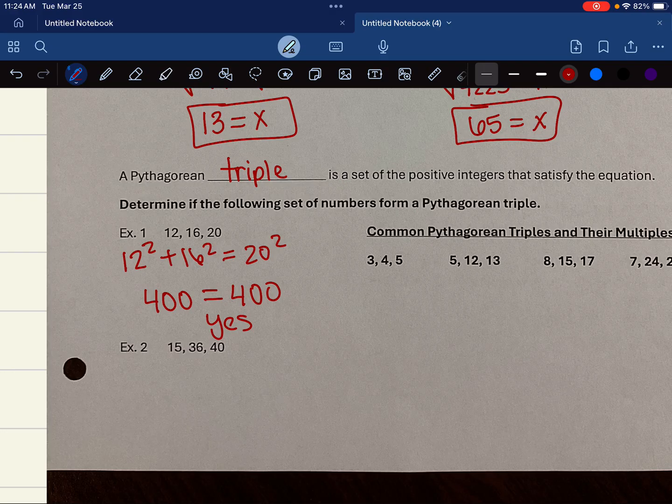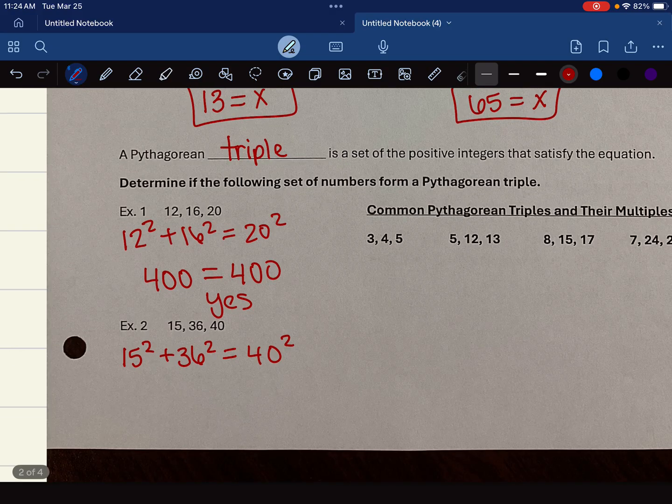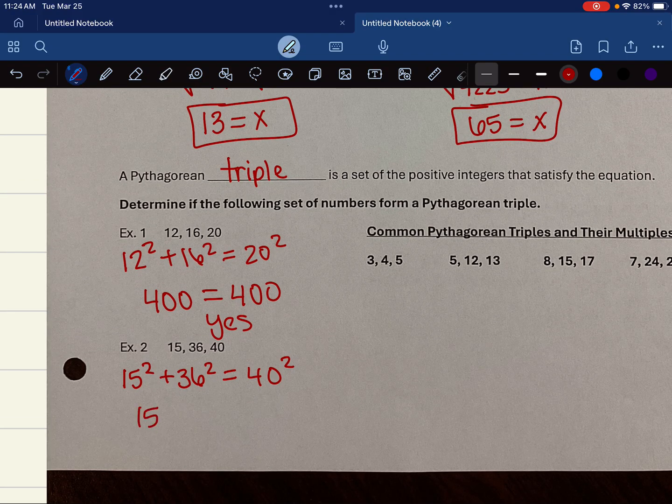Okay. Example 2, we're going to do the exact same way. 15 squared plus 36 squared should be equal to 40 squared. Again, you can type 15 squared plus 36 squared in your calculator. Somebody tell me what it gives me. 1521. What's 40 squared? 1600. Okay. Are those two equal? No. So not a Pythagorean triple. Okay.